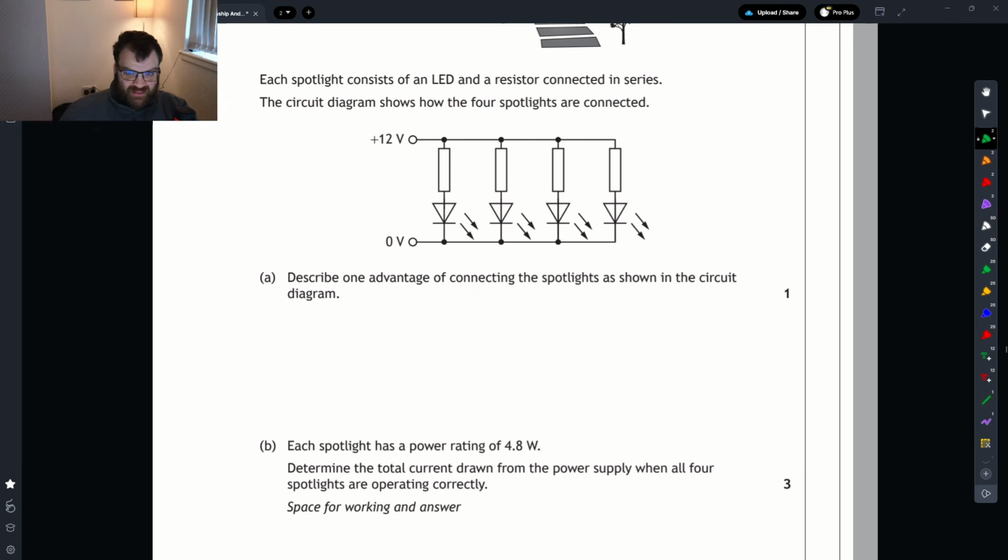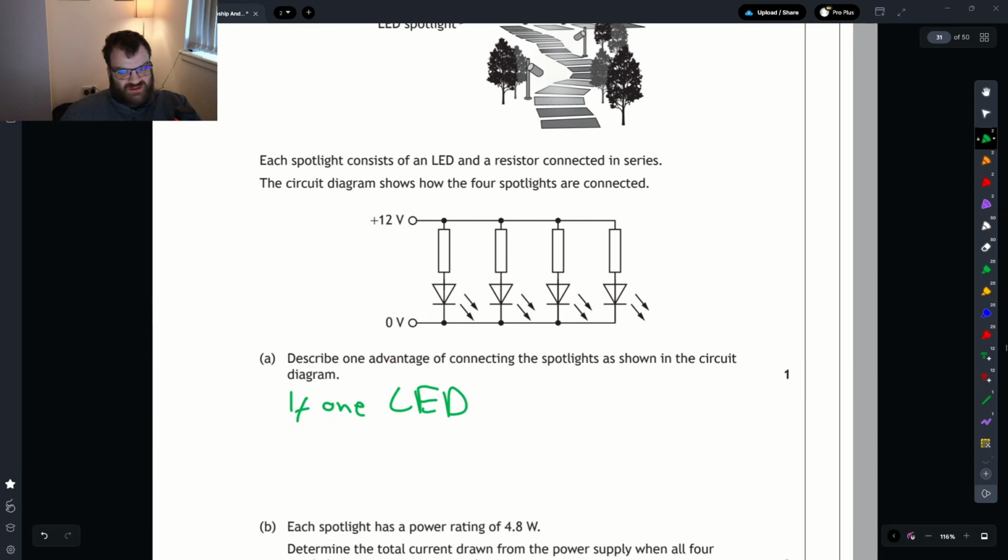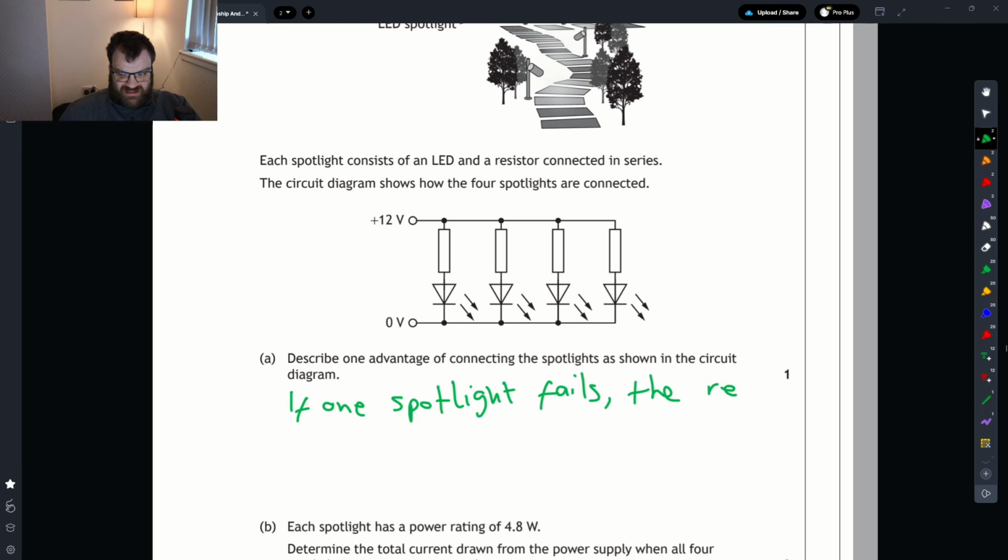So in this way, in a parallel circuit, if one of the, in this case, LEDs breaks, the rest of them would stay on. If one LED, or spotlight, let's go for that. So if one spotlight fails, the rest stay on.